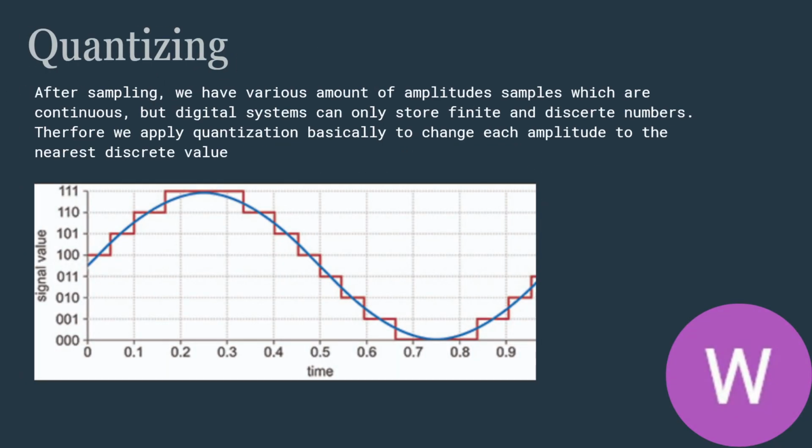After sampling, we will have a lot of samples, and these samples have different amplitudes. However, digital systems can only store finite and discrete numbers. Therefore, the next process after sampling is called quantization, which basically changes all these amplitudes to the nearest discrete value so that the digital system can read them.